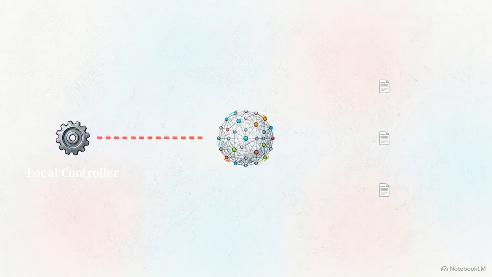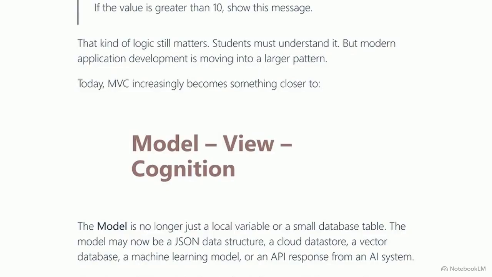This procedural logic works for fixed rules, like checking if a form field is empty. But tasks like summarizing a document or predicting user intent require probabilistic inference. A standard local controller is not designed to perform that kind of complex reasoning on its own. Modern demands have expanded the traditional controller role. It has grown into a layer of external coordination we call cognition.